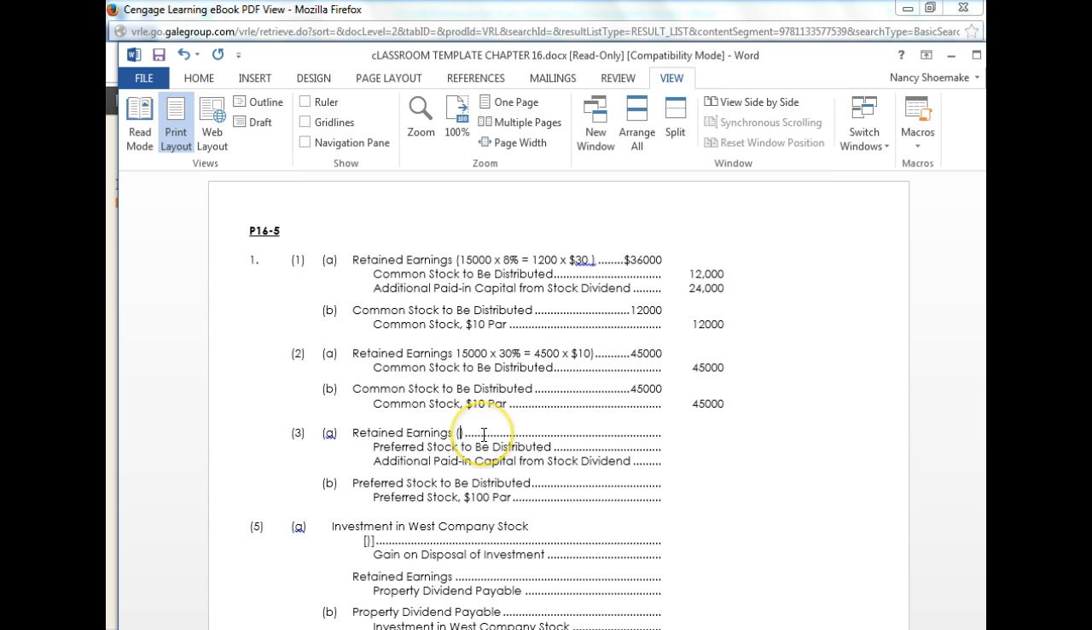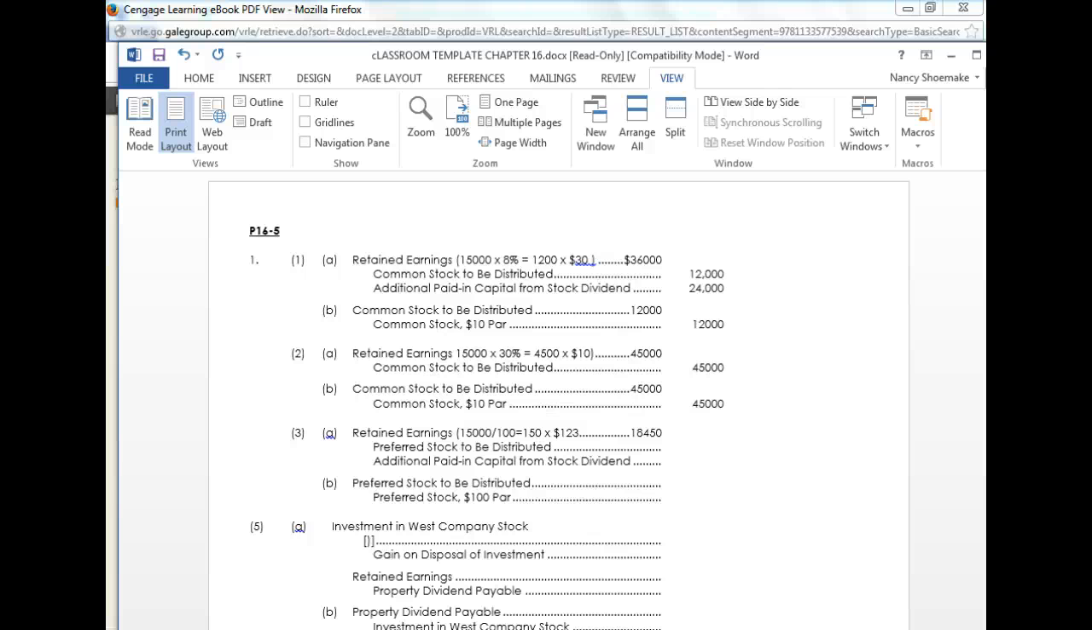How many shares do we have of common stock right now? 15,000 shares. If we divide that by 100, that's going to end up equaling 150 shares, right? 150 shares of preferred stock, and that's right now valued at $123 a share. So we've got 150 shares of preferred stock at 123 is 18,450.